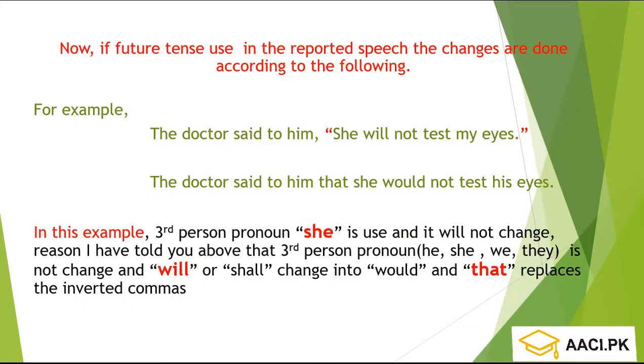Now, if future tense is used in the reported speech, the changes are done according to the following. For example, the doctor said to him, she will not test my eyes. But in the indirect, the doctor said to him that she would not test his eyes. In this example, third person pronoun is used, that is she. It will not change, because I have already told you that third person pronouns he, she, we, they are not changed, and will or shall change into would, and that replaces the inverted commas.